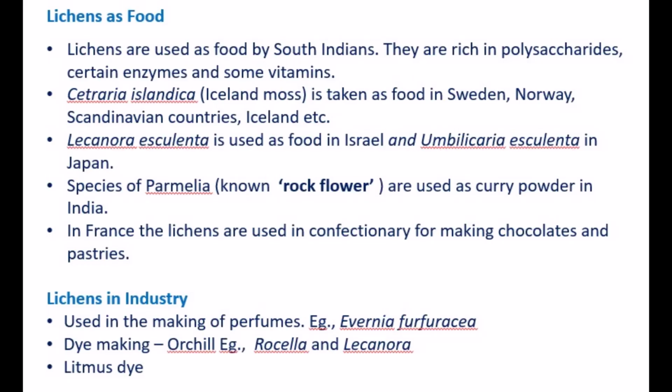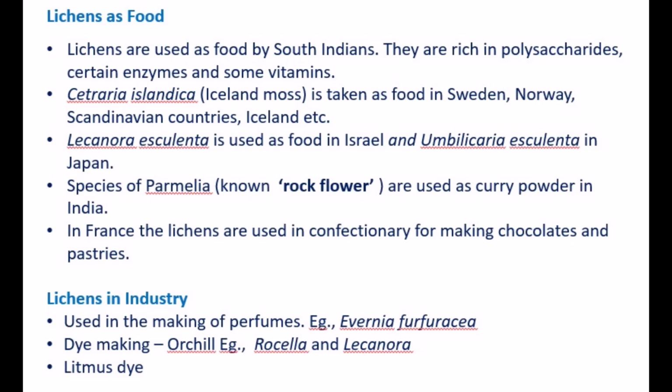Lichens are also used as food in many parts of the world. They are used in India, particularly by the South Indians, as they are rich in polysaccharides, enzymes, and certain vitamins. Cetraria islandica, also called Iceland moss, is taken as food in Sweden, Norway, Iceland, while Lecanora species is used as food in Israel, and Umbilicaria species is used as food in Japan.